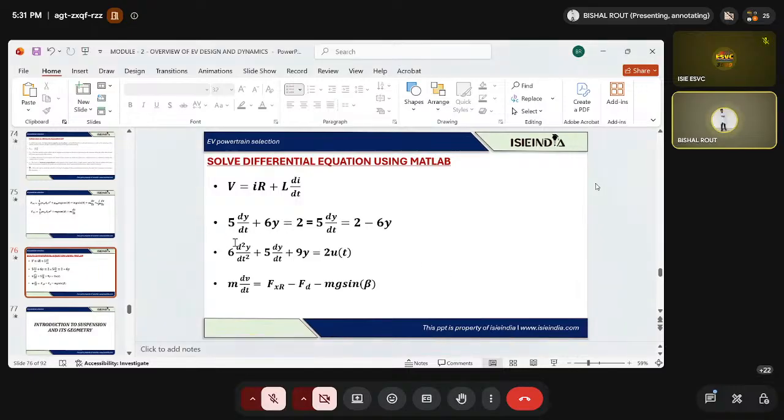Similarly, you can solve this one as well. Likewise, you can solve this differential equation too. This is a basic inductor resistor circuit differential equation, and you can solve it and see how the current changes with respect to time. So if you know the differential equation, you can plot it in MATLAB and easily solve that particular thing.